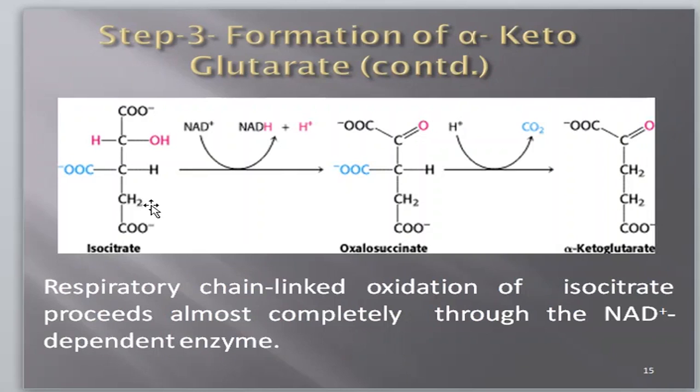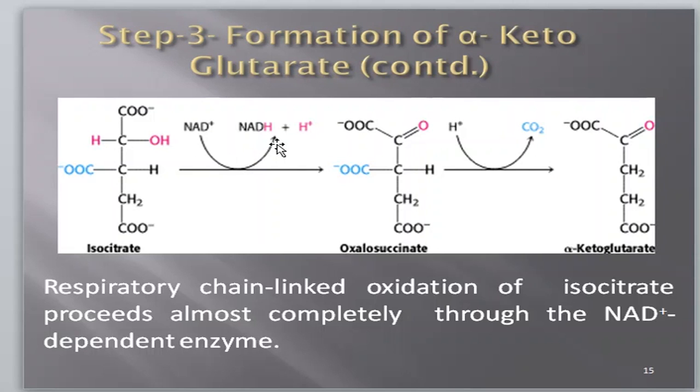So here we can see the isocitrate, which is transformed to oxalosuccinate and finally to alpha ketoglutarate. Respiratory chain linked oxidation of isocitrate proceeds almost completely through the NAD+ dependent enzyme. Here we have dehydrogenation. For the enzymes having the suffix dehydrogenase, most of the time we have generation of NADH or FADH2, mostly NADH. So the enzymes linked to the NAD+ cofactor always generate NADH.